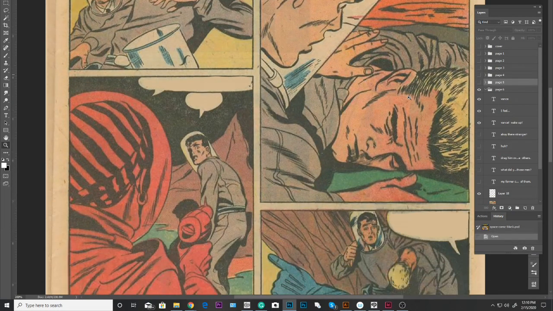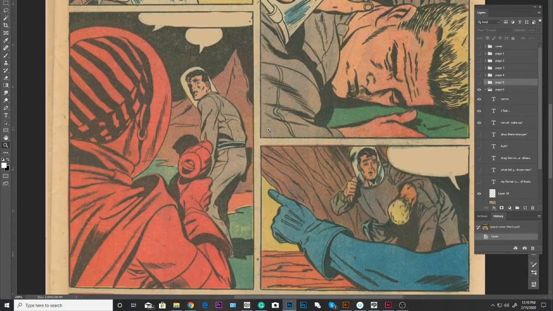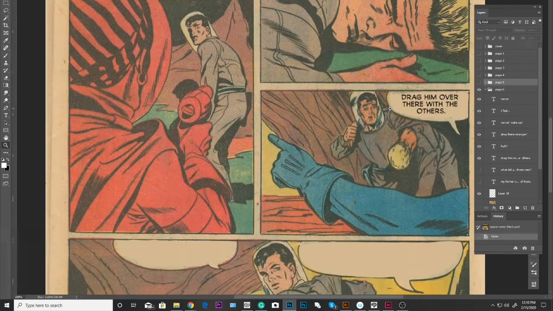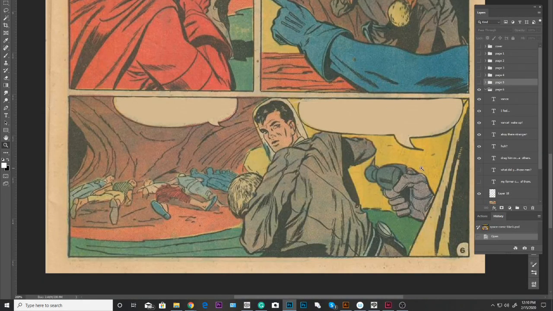"Vance, wake up!" And then we've got somebody else coming into the fray here. Let's see, what's the deal with this guy? "Ahoy there, stranger." "Huh?" "Drag him over there with the others." You can see some bodies laying here. "What did you do to those men?" "My former crew, mutineers, the lot of them."